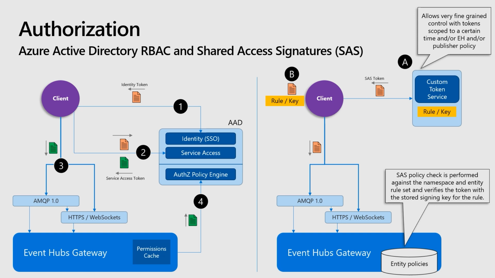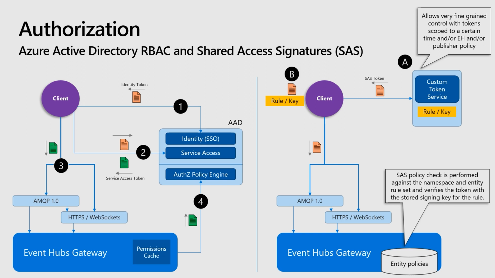With the SAS model, on the Event Hubs gateway, associated with the namespace or with every entity, we have a set of rules, and those rules confer rights: manage, send, and listen. If you assign the send right to a rule, then you can give someone the rule and the key, and they can make a token, and once they make that token, they have send rights in that token, and they can use it. It's not an identity, it's not an account. It's a rule that's conferring rights that has a signing key associated with it.